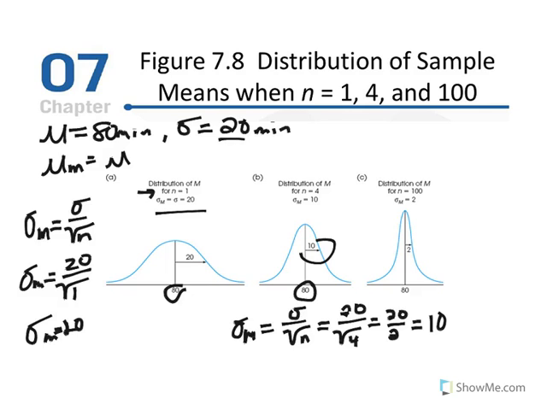And then finally, in graph C, we see that n is equal to 100. Therefore, our standard error of the mean is equal to the standard deviation of the original population, which was 20, over the square root of 100. So we get 20 over 10, and our standard error is equal to 2. So again, as n increased, the standard error of the mean decreased.